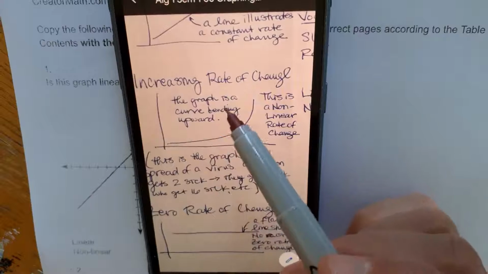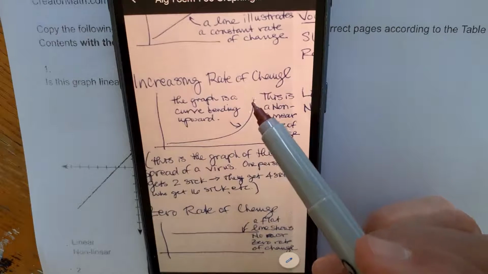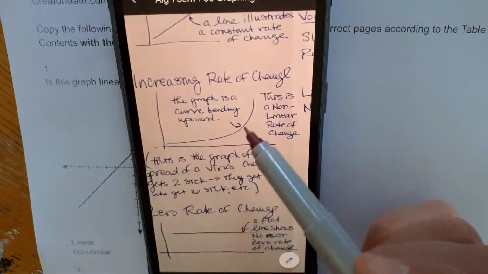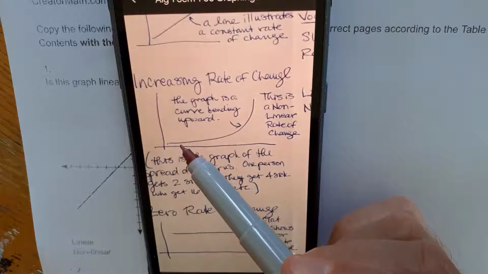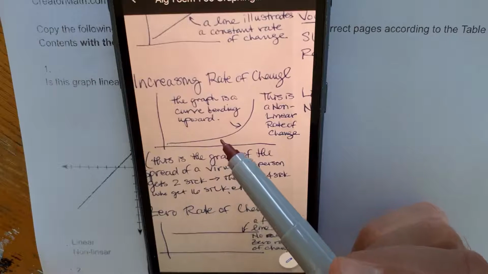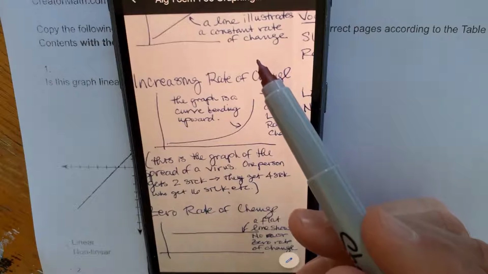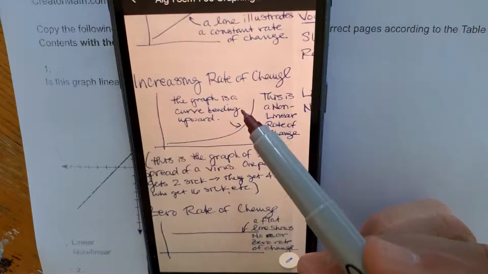Increasing rate of change. The graph is a curve bending upward. So this is the graph of a virus, which is very well known to us nowadays. This is where somebody gets sick, and then a few more get sick, and one person gets another 2 sick, and those people get 2 more sick each, right? And then at some point, this thing starts to explode up, where everybody all of a sudden is sick, and that's how an outbreak occurs with a virus.